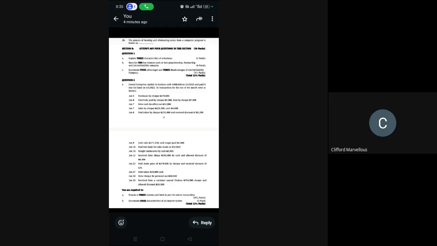Okay. So what we need to do here is prepare a three-column cash book. We are recording three things. Three things are involved when it comes to a three-column cash book. What are the three pieces of information we need when it comes to recording our three-column cash book? What's the first thing?